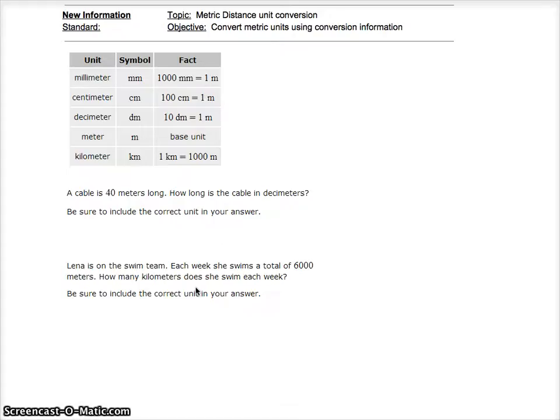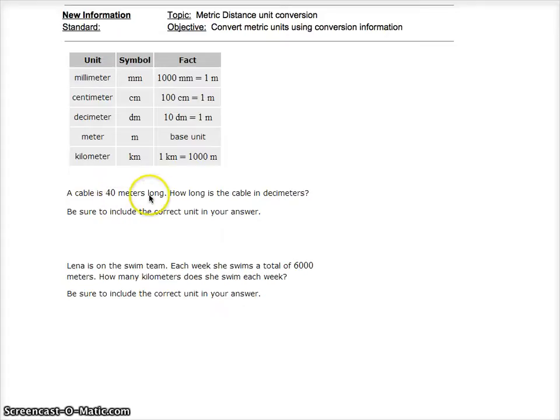So here I have a table listed of most of the units in the metric system for distance: millimeter, centimeter, decimeter, meter, and kilometer, and it identifies that meter is the base unit, and these are in ascending order from smallest to largest. So let's look at an example problem.